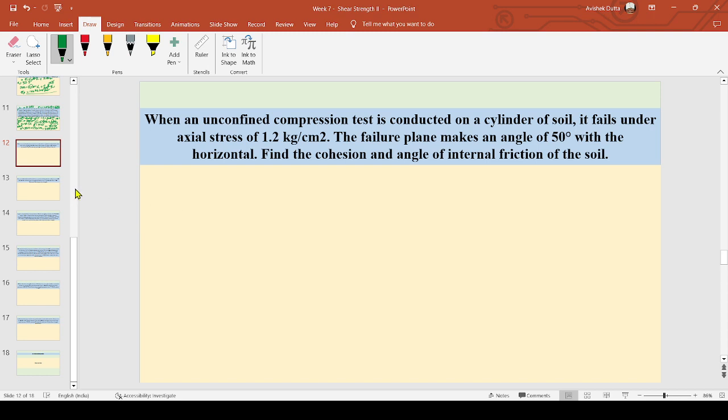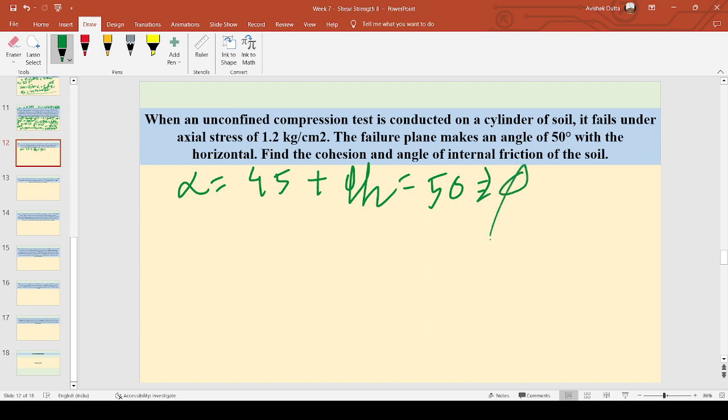Unconfined compression test. This is very simple. First of all, we have alpha equals 45 plus phi by 2 equals 50 degree. So the value of phi will be 50 minus 45 is 5, into 2, 10. The value of phi is 10 degree.